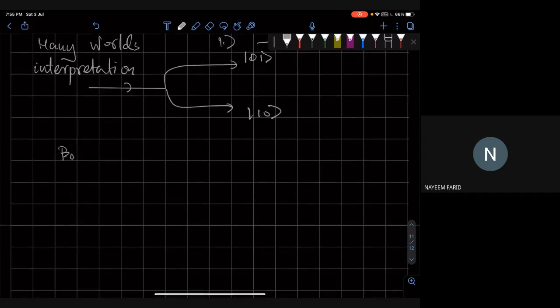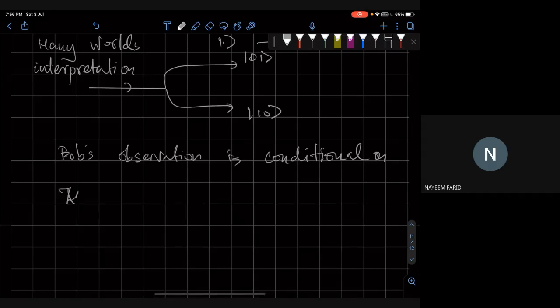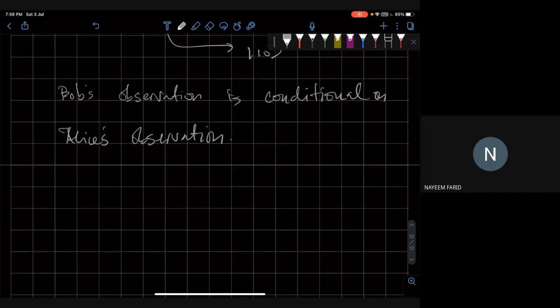Bob's observation is conditional on Alice's observation, but only if Bob observes in the computational basis. If Bob does not observe in the computational basis, then it's a bit more complicated. So we are not going to go into that now.